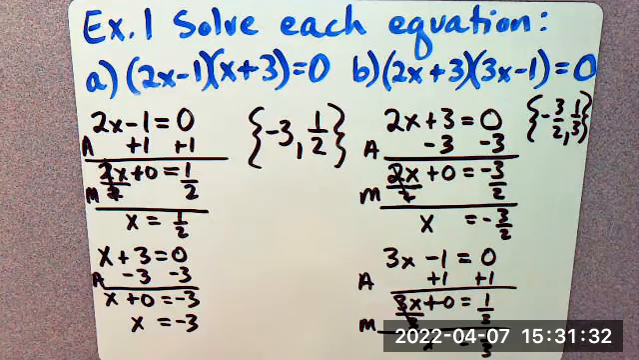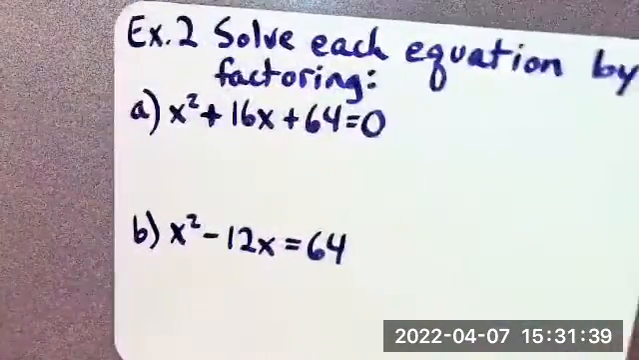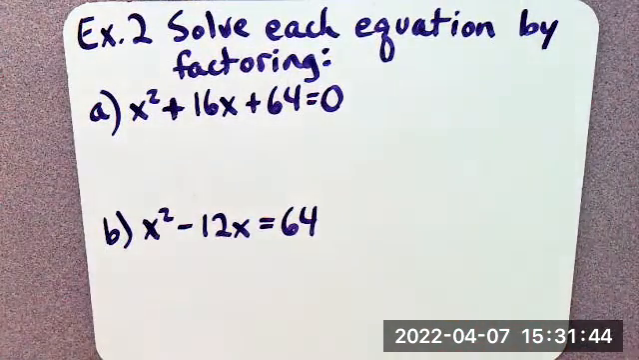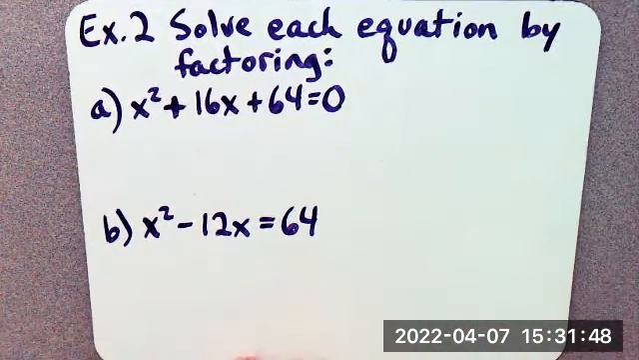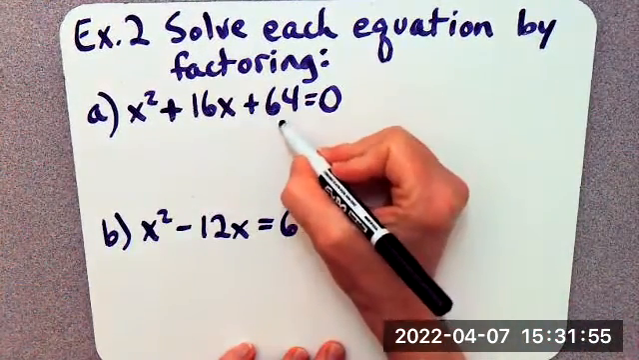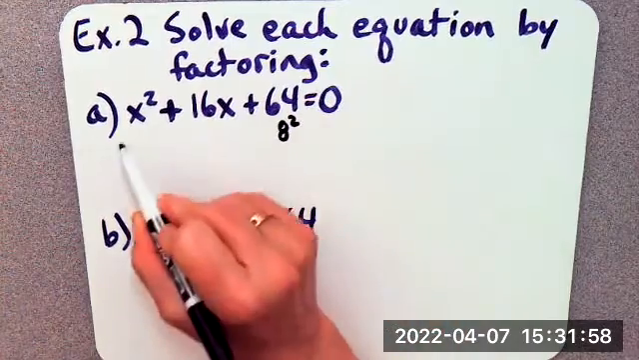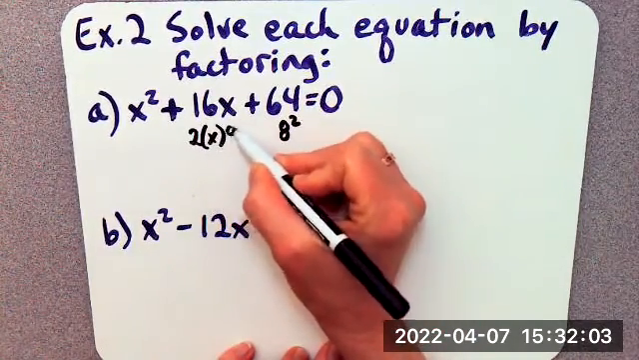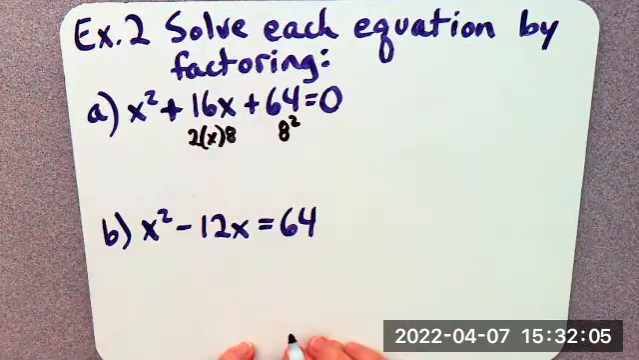All right, so that's how we find our zeros or solutions, or they'll be roots pretty soon. So, let's solve each equation by factoring now and see if we can find the roots, the solutions, using the zero product property. Okay, so if we look at this, we have 8 squared. We have x squared here. So 2 times x times 8 does equal 16x.